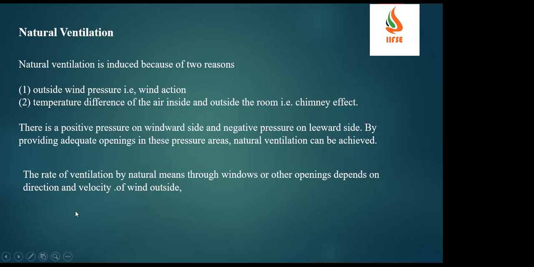Then the rate of ventilation by natural means through windows or other openings depends on the direction and also the velocity of the wind outside. How will the rate differ? It will depend completely on natural means: the size of the windows and other openings, as well as the direction of the air flow, and the velocity of the wind outside.